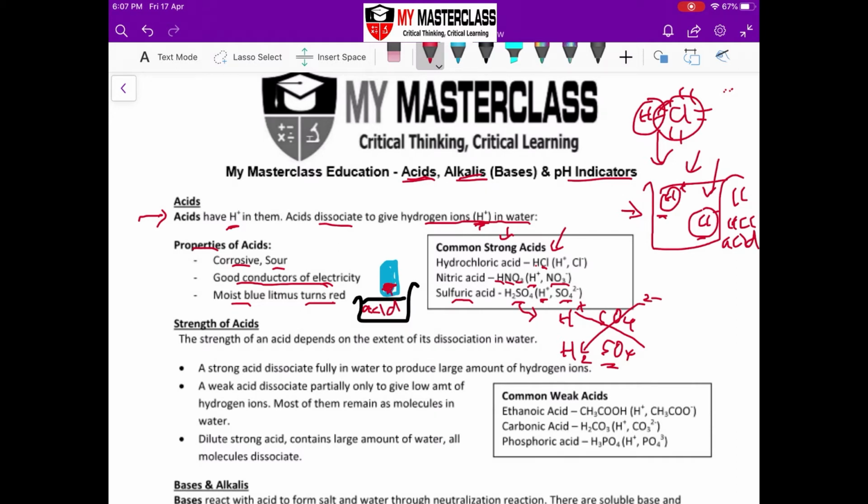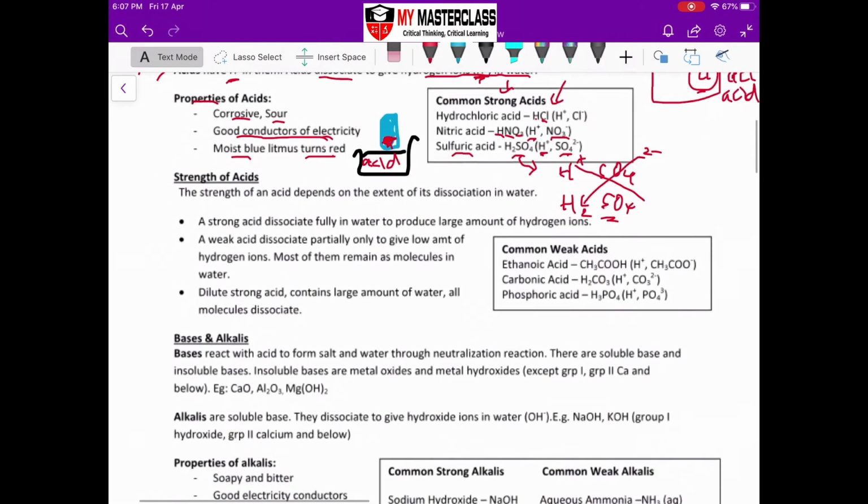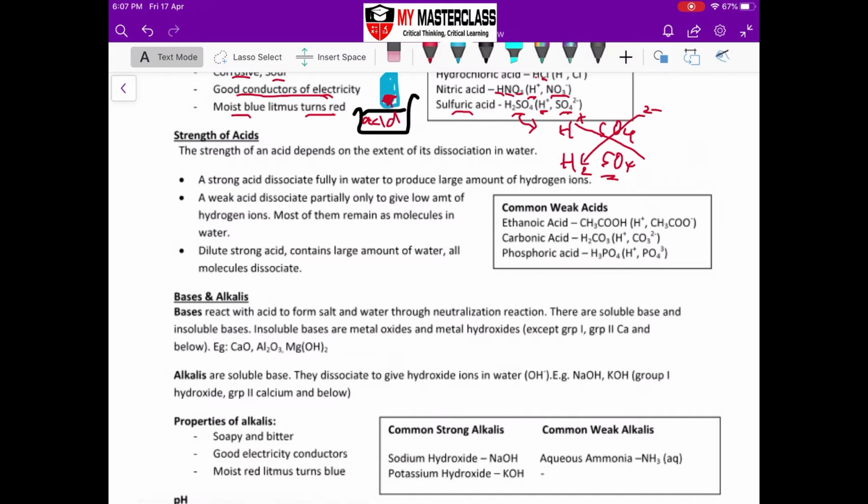Okay. Next thing that we are going to look at is the strength of your acids, right? Strength of the acid. So the strength of an acid depends on its extent of dissociation in water, or how much does it ionize, or how much does it separate in water. Okay, so we have what we call the strong acid. Strong acid will dissociate fully to produce a large amount of hydrogen ions.